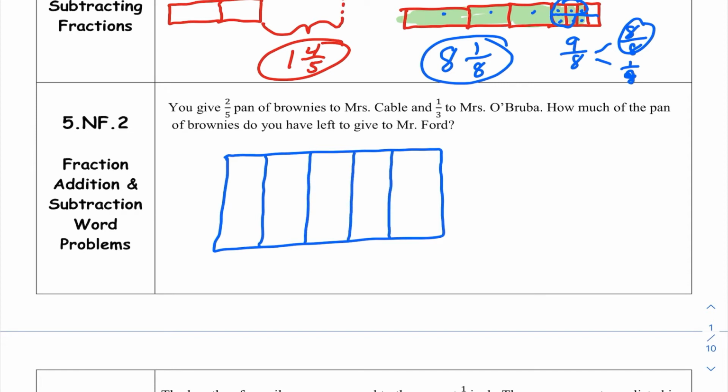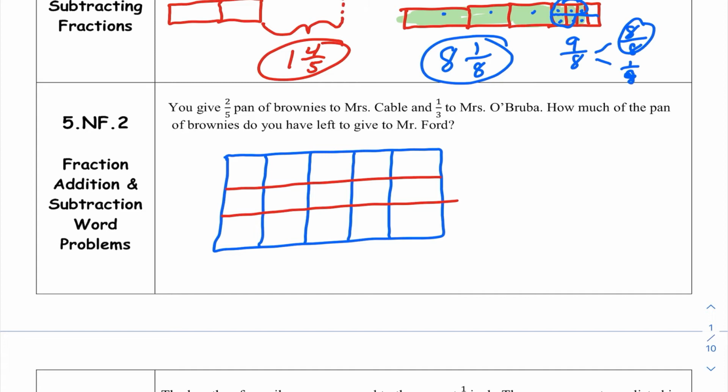Okay. So this would enable me to give to Mrs. Cable. She would get one of these sections here. Now, Mrs. Abruba, I'm giving 1/3. So I need to cut it in thirds the other direction. So this would enable me to determine 1/3.